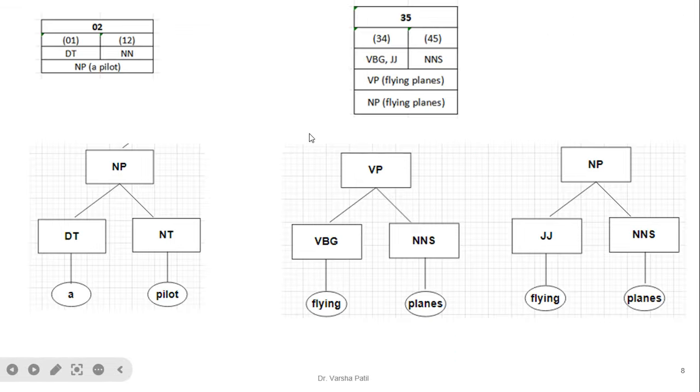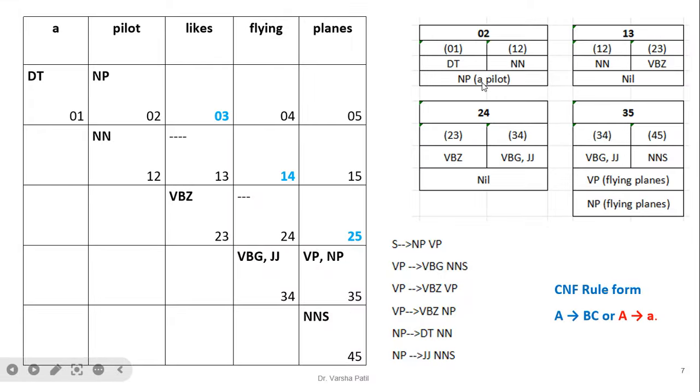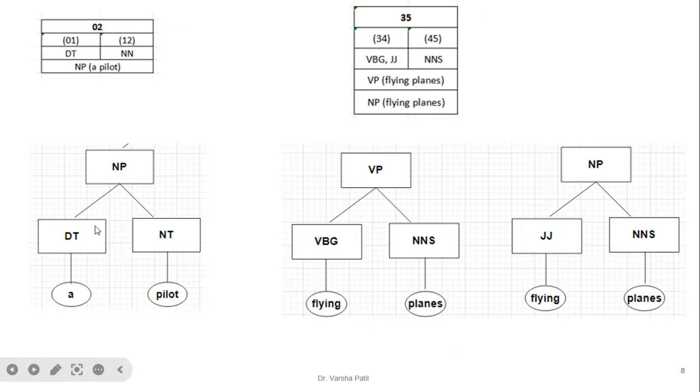Now for this we can generate trees immediately to understand. So now see, for 0 2 we are getting the noun phrase, and for 3 5 we are getting the VP and NP phrase. So we can draw the diagram, that is NP, determiner and NN, a pilot, VP, and one is NP. So words are same, but one is represented in gerund form and one is represented as an adjective form. So here we can see that different possibilities of different parse trees can be generated.